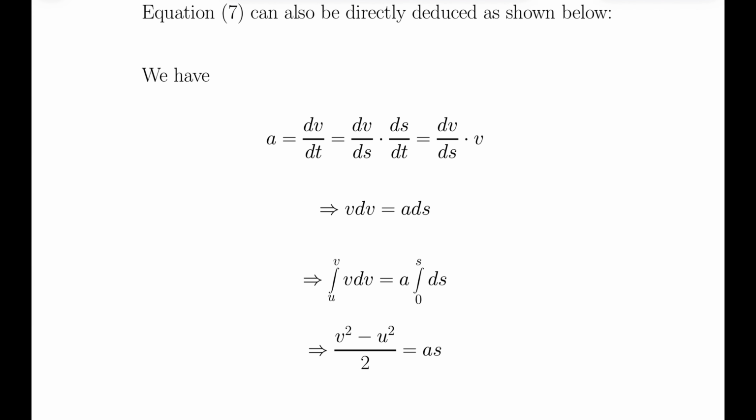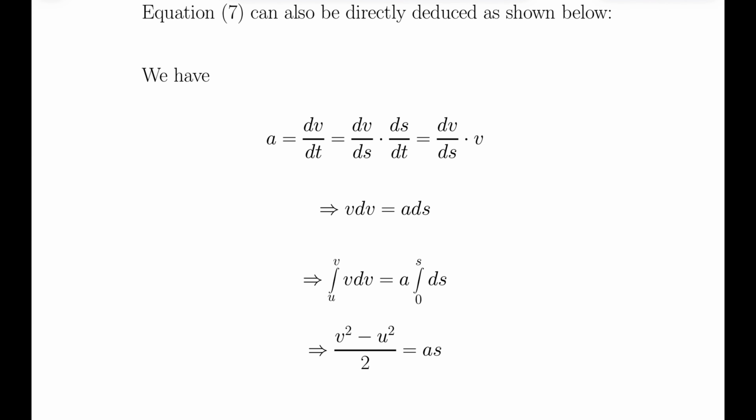So this gives you the integral of v dv, with limits varying from u to v, equal to a times the integral of ds. The limits vary from 0 to s. We have taken a outside the sign of integral because the acceleration is a constant. So integrate it, put the limits, and we get v square minus u square upon 2 is equal to as.